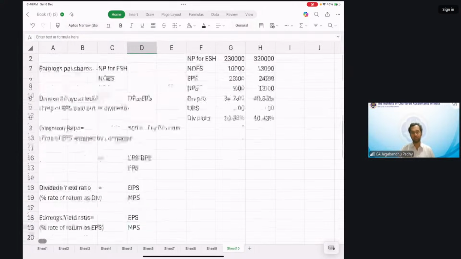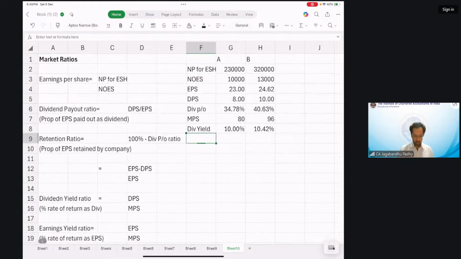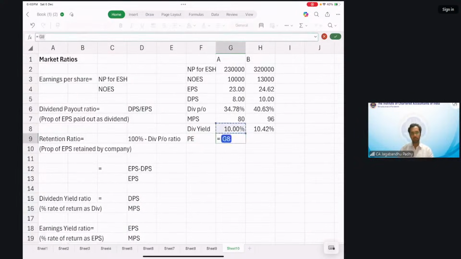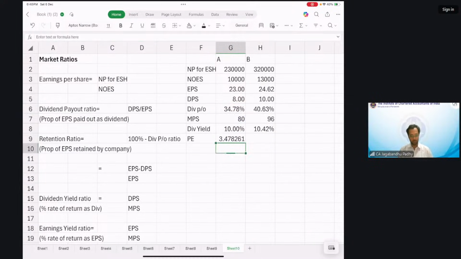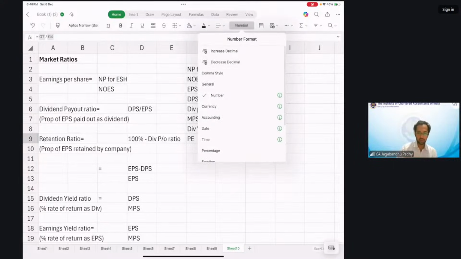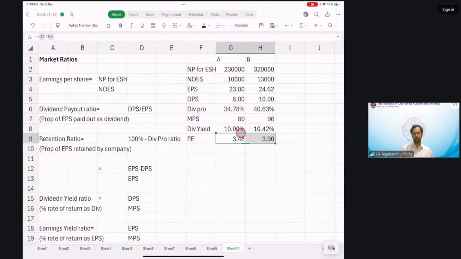What is the interpretation of this? Let's first try to calculate the PE ratio here. So PE ratio is market price per share divided by earnings per share, which is 3.47 over here, and here it is 3.9. So understand that for both of these companies, we have computed the PE ratio as 3.48 and 3.9. So for company A, investors are ready to pay 3.48 times of its earnings.